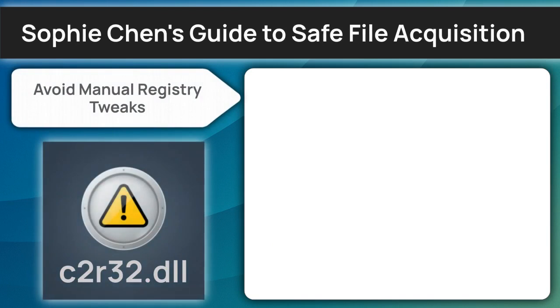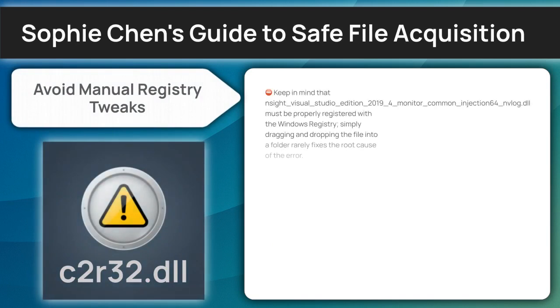To avoid future system conflicts, there is one specific security trap we should discuss. Keep in mind that the Nsight Visual Studio Edition 2019 4 monitor common injection 64 nvlog DLL must be properly registered with the Windows registry. Simply dragging and dropping the file into a folder rarely fixes the root cause of the error.